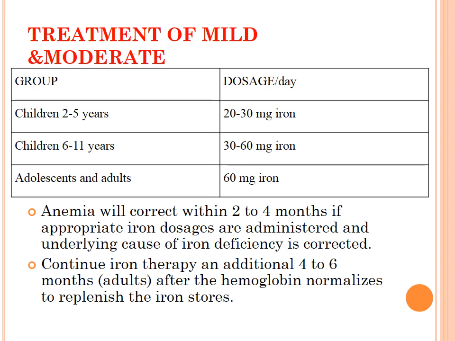After then, anemia will correct within 2 to 4 months if appropriate iron dosages are administered and underlying cause of iron deficiency is corrected. After that, we have to continue iron therapy for an additional 4 to 6 months after the hemoglobin normalizes to replenish the iron stores.